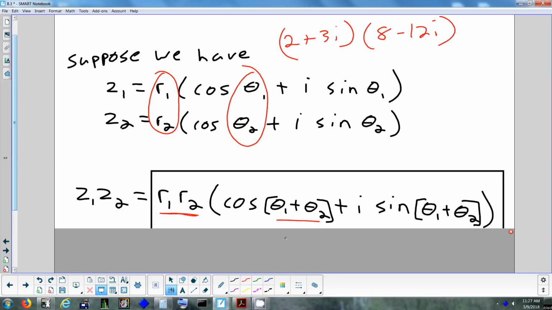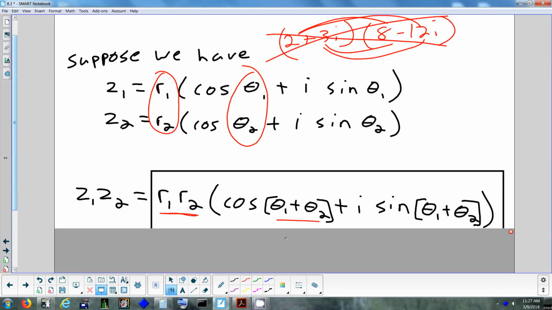If I was going to do that out, I would have to FOIL this all out. I would have to combine like terms. I would get i squareds, which we'd have to remember is -1. And then I'd have to do all this stuff. We can forget about doing everything I just said, as long as you write your complex number in trig form.